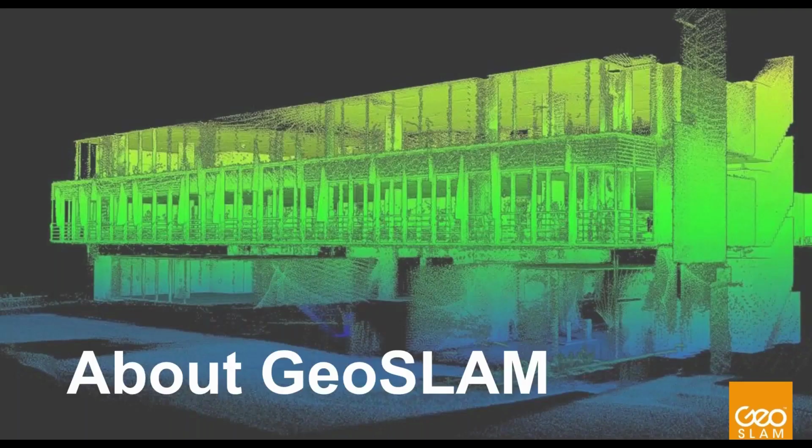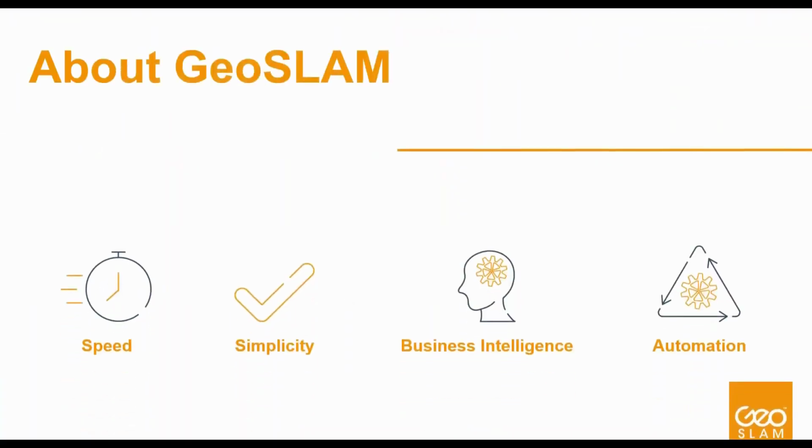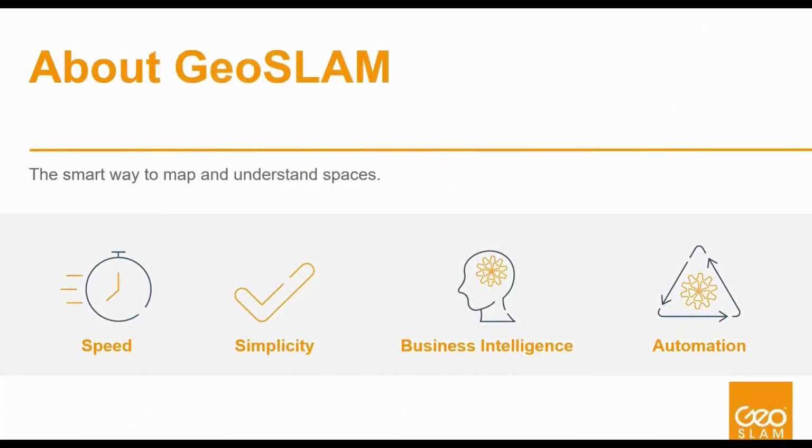So first, let's take a brief overview of who we are and what we do. So GeoSLAM is the smart way to map and understand spaces. We make it easy to capture and connect data from the world around us, from the built environment to the natural world. GeoSLAM technology gives people the power to collect geospatial data for some of the most difficult environments, whether they are indoors, outdoors, underground, everywhere.